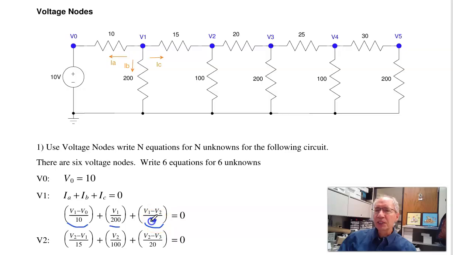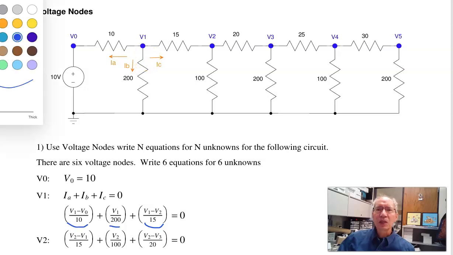If I did something like this, forget that 15, I've got amps plus volts. That's nonsense. You can't do that. It's like saying, what is 2 apples plus 3 days? The units don't match. It's a nonsense question. So that's node V1. Node V2.